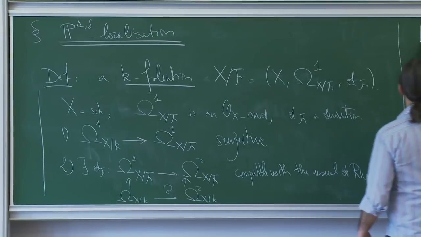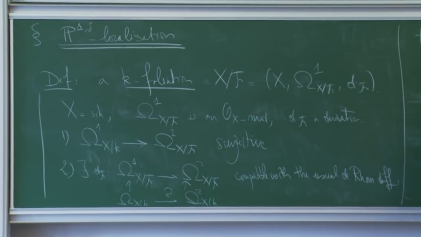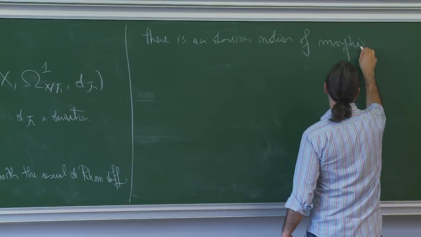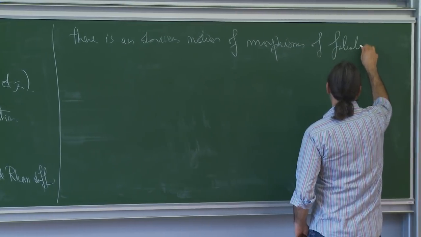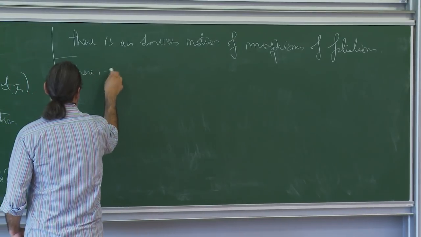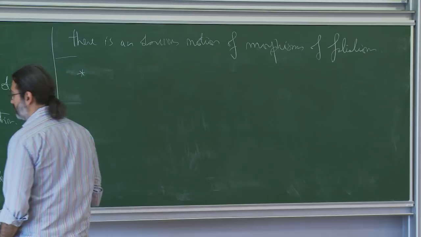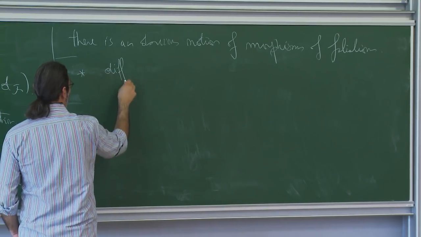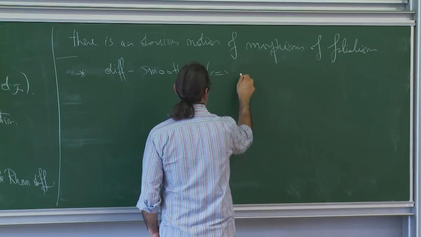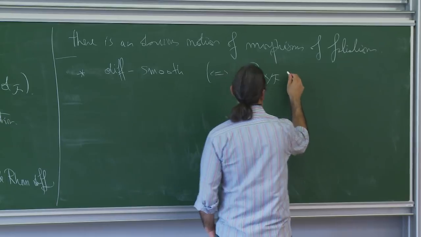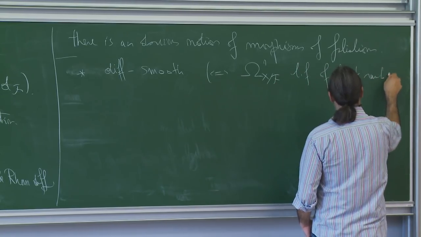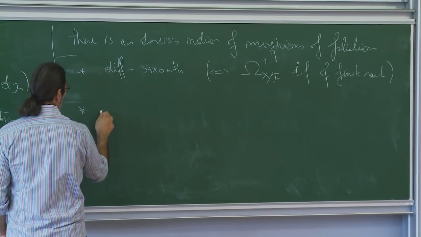So that is an obvious notion of morphisms. I don't want to spell this out. There are two other notions that I will maybe use today. One is the notion of being diff smooth. For a foliation, this is asking that this sheaf is locally free of finite rank. And there is a notion of diff étale morphism.